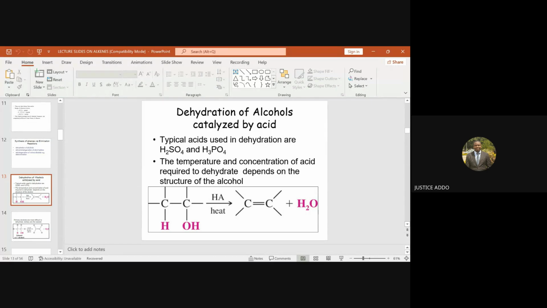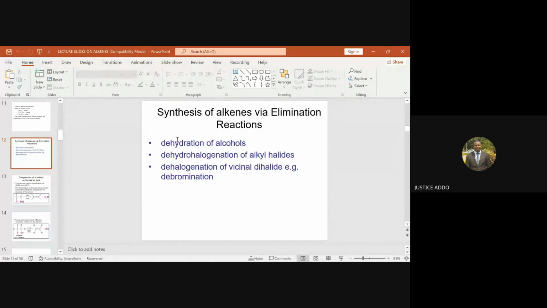So we are looking at the first type of elimination reaction, dehydration of alcohols. Dehydration of alcohols means that we need an alcohol, and an alcohol is an organic compound with a hydroxyl functional group bonded to an sp3 hybridized carbon. Examples of alcohols are ethanol, methanol, propanol, butanol, and so on.